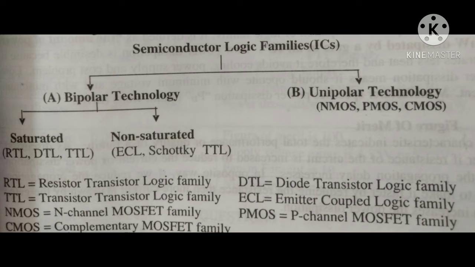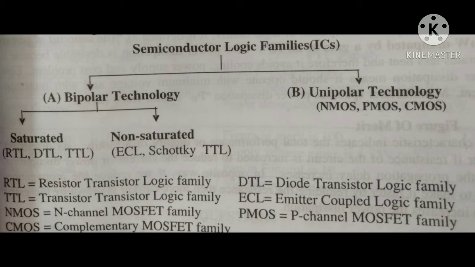Next, look at this figure. Semiconductor logic families ICs. There are two main parts: bipolar technology and unipolar technology. Bipolar technology is separated into two main parts: saturated and non-saturated. And unipolar technology has NMOS, PMOS and CMOS.